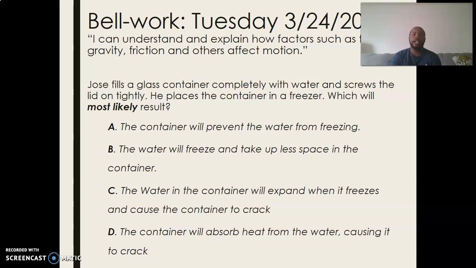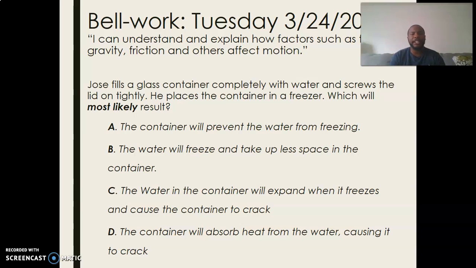So just breaking it down, looking at A, the container will prevent the water from freezing. Okay. That's not going to happen. It is a glass container, so the water inside the glass container, if we've ever put anything in our freezer, we know that anything is going to freeze. Regardless, the container won't prevent the object from freezing. The object is going to freeze. So it can't be A.